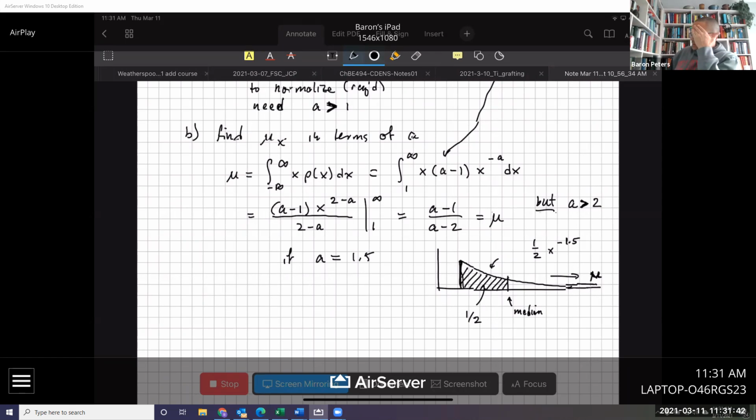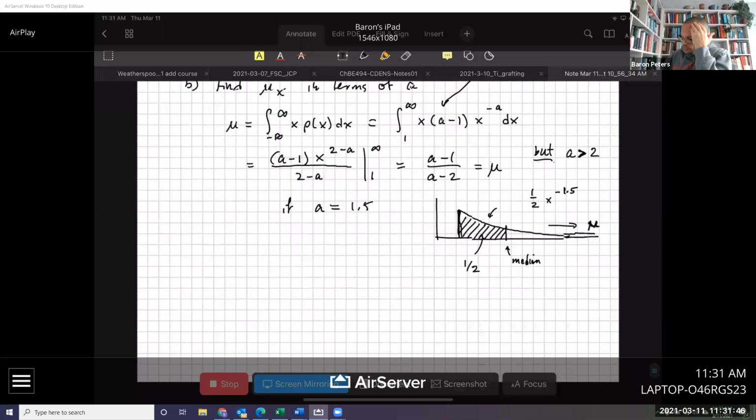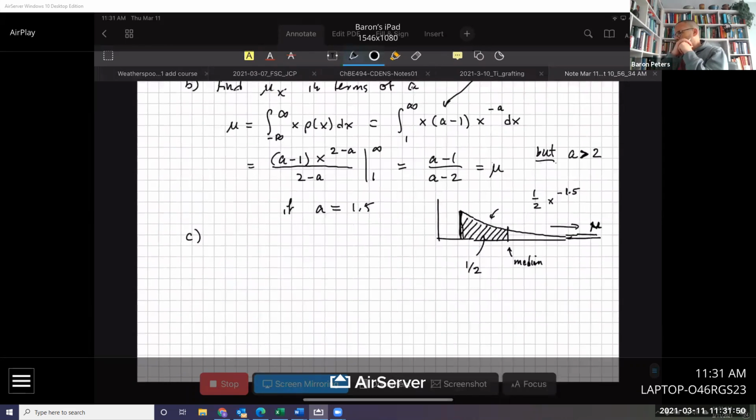Okay, let's go on and do part C. Give an expression for the fraction of people who make less money than the mean. Okay, so this is a calculation somewhat like the one that I just sketched, except we have to assume that the mean exists in order to do it.